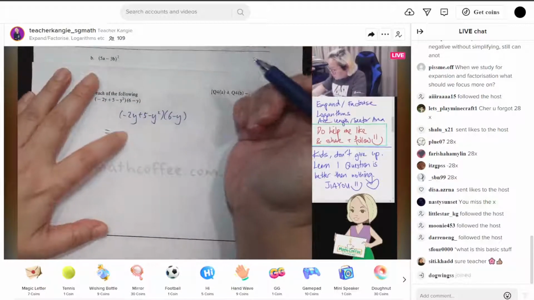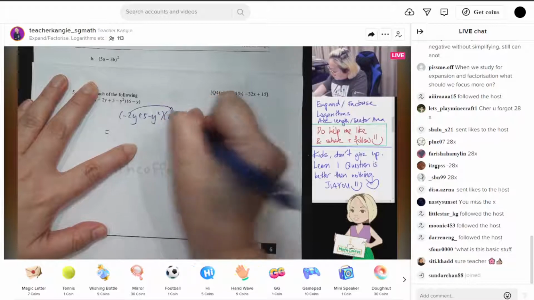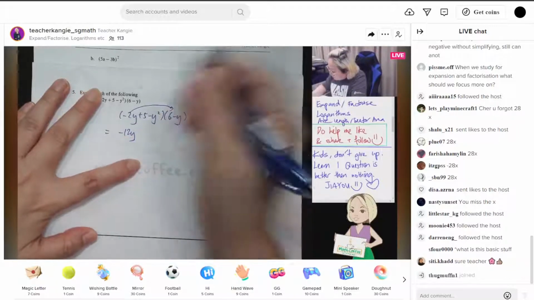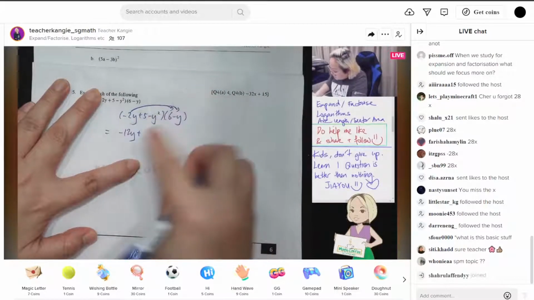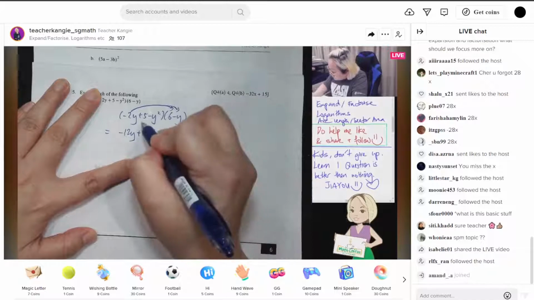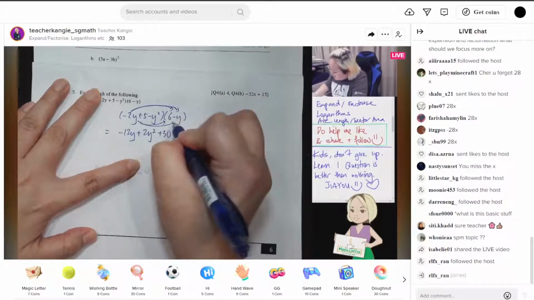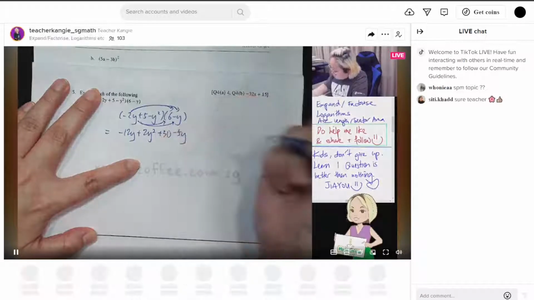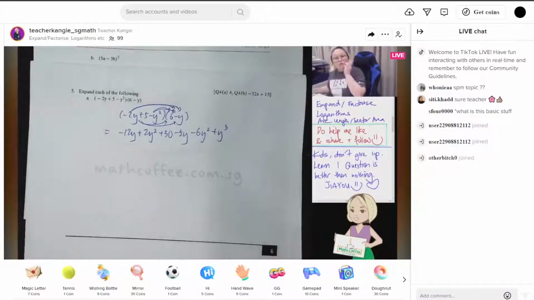Okay, so now let's do it. Minus 2y times 6, this one times this one, minus 12y. This one times this one, negative times negative is positive, 2y times y, 2y squared. Now this one times this one, plus 30. This one times this one, minus 5y. This one times this one, plus y cubed.